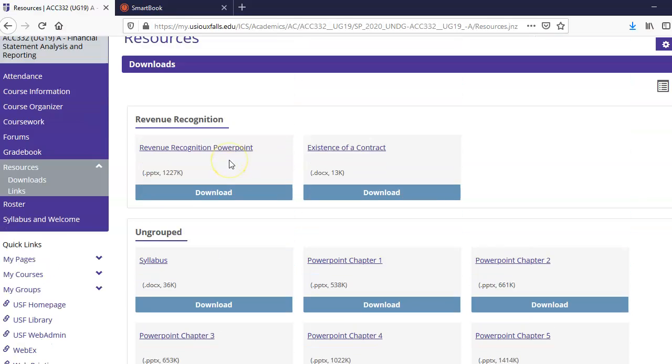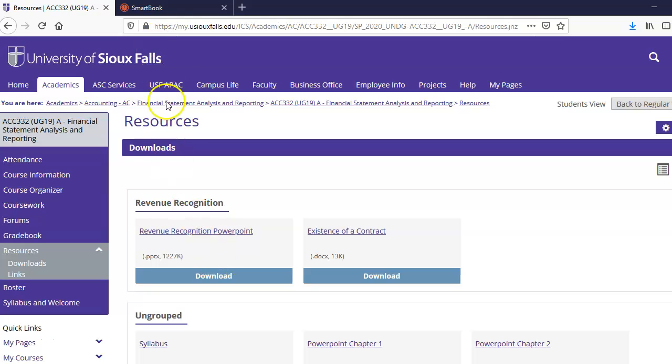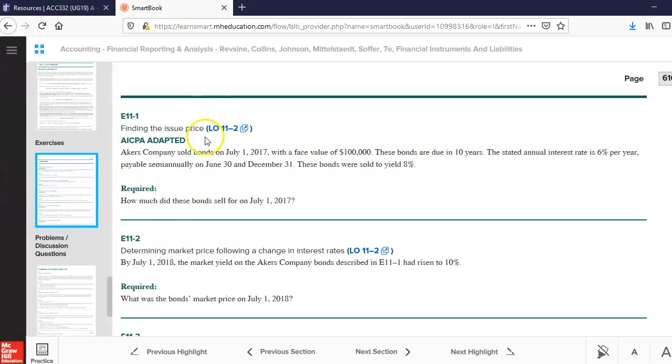So let's go back into Connect, now that you know where that Excel file is. I'm just in the SmartBook in Chapter 11 under Exercises. And just like I would do in the classroom, I'll go through quite a few problems together, just to make sure you've got a good representative sample of how to cover these. And in the PowerPoint, I did a little review. There's some really good examples over there too.